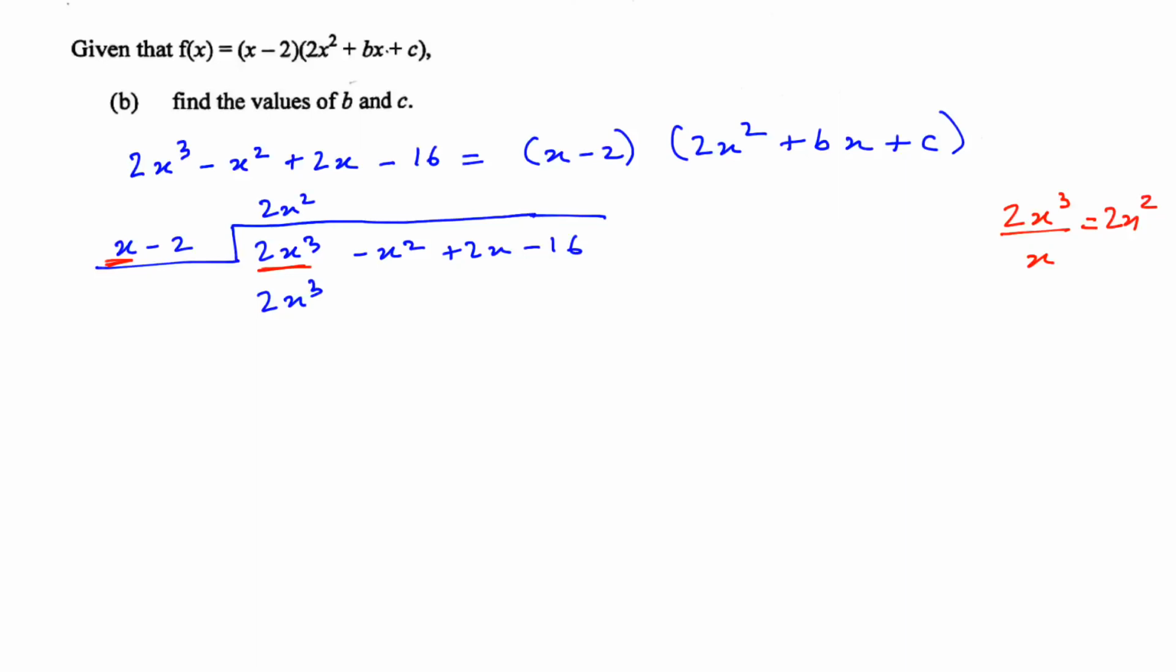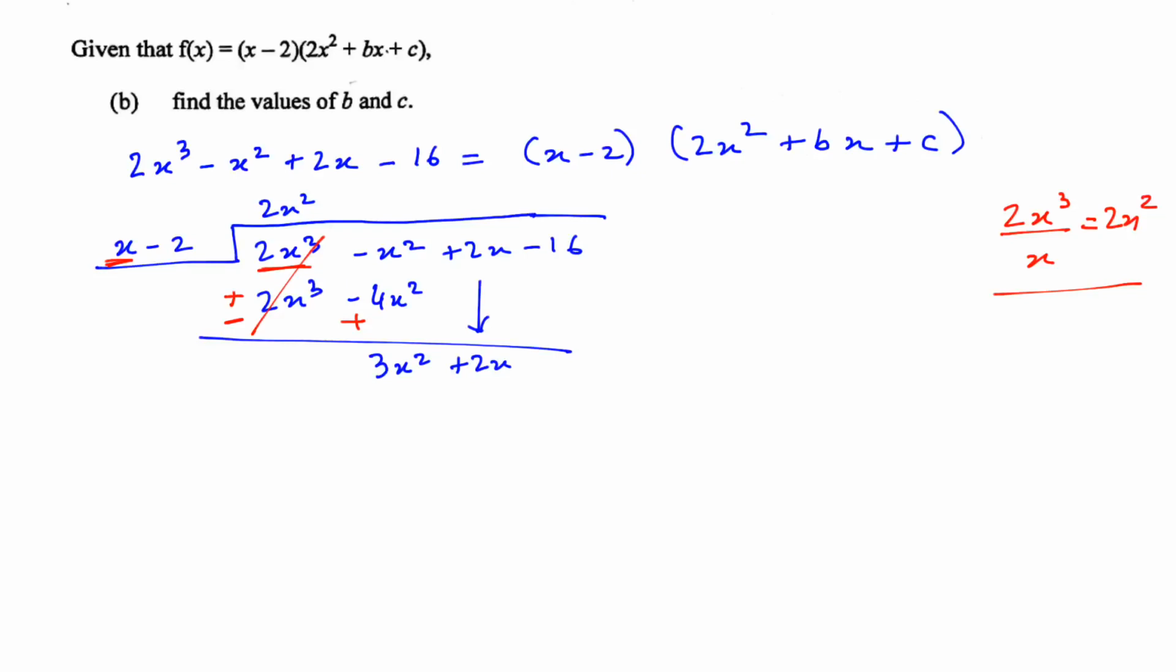And then multiply with the next term. Negative 2 multiplied by 2x squared will give you negative 4x squared. Please always remember to change your signs. This will get cancelled, and negative 1 plus 4 will give you 3x squared. Bring the 2x down.